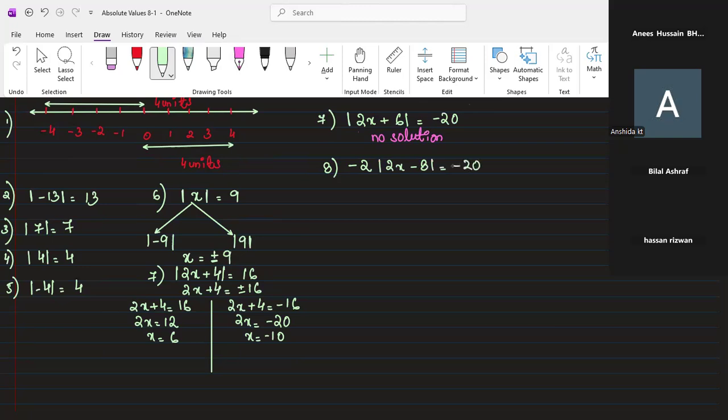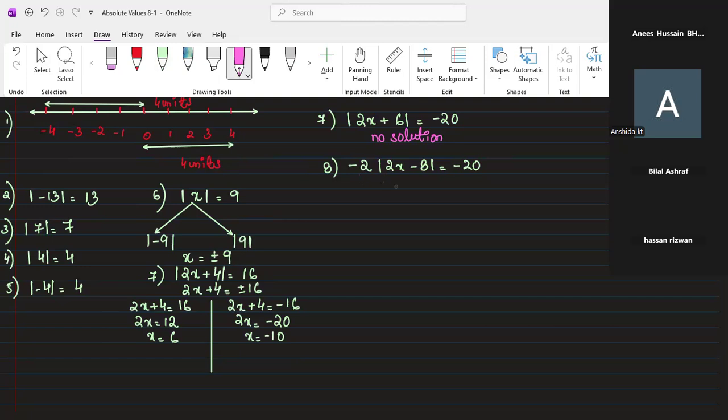But now if it is minus 2 modulus 2x minus 8 is equal to minus 20, what should be my answer? Should I say no solution or can I solve this question? We can solve it. Yes, we can solve it as there is negative 2.